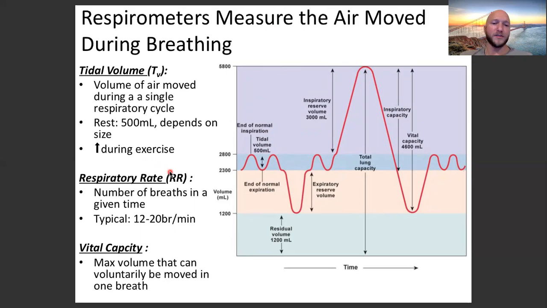Respiratory rate, or RR, is the total number of breaths in a given period of time. Vital capacity is the maximum volume that can be voluntarily moved in one breath. So a full exhale brings us down to here. I do want you to note that even with full exhale, there's still some air left in our lungs, this residual volume down here. So this is max exhale. There's still some volume of air in our lungs. Vital capacity is from that to full inhale, right here. That's vital capacity.